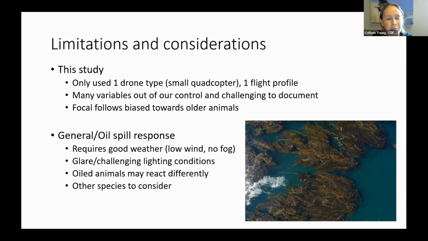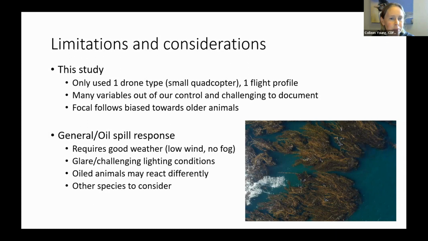document. And also we've noticed that our focal follows tend to be biased towards older animals, because those animals tend to be easier to identify and keep track of. And we've noticed anecdotally that the younger animals that may not be the focals seem a bit more reactive and alert during the drone trials.